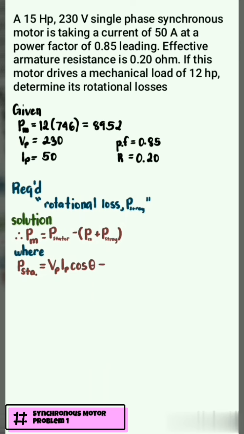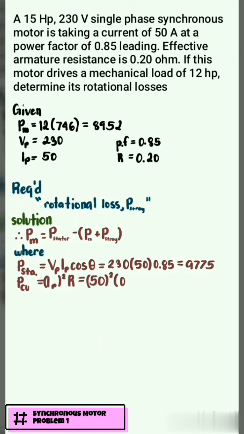Vp Ip cosine theta, that is equals to 230 times 50 times 0.85, that is equals to 9,775, where the copper loss is equals to Ip squared times the resistance armature equals to 50 squared times 0.20, that is equals to 500. Since we have acquired some of the values, so now let's substitute it to the formula.